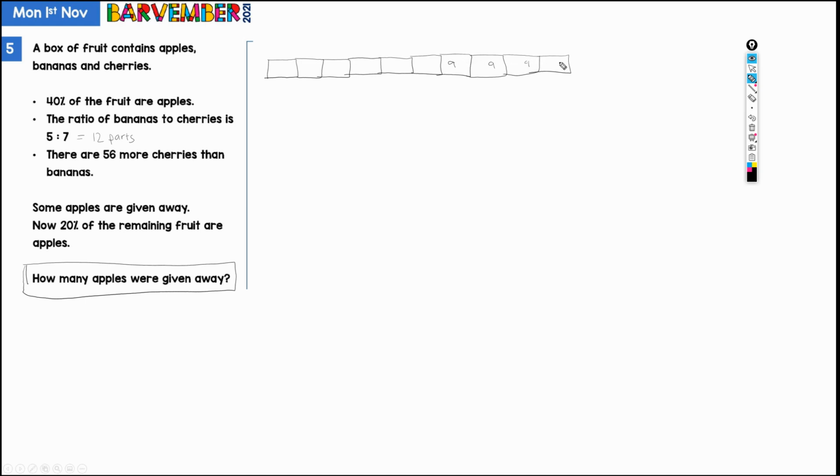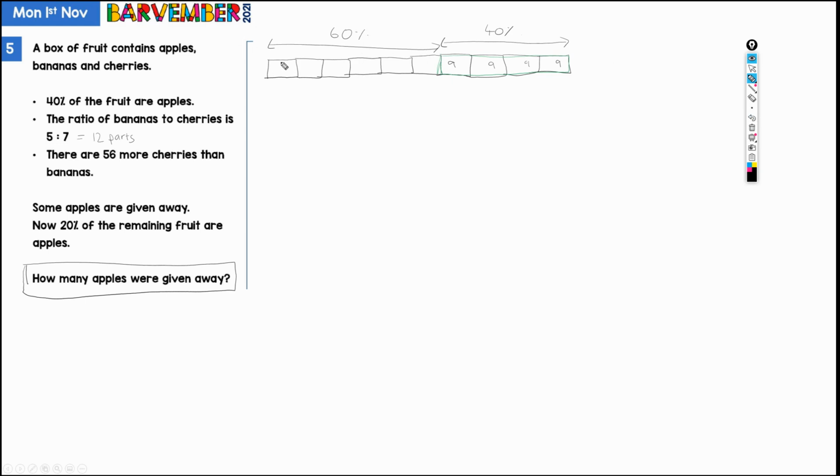In fact, I could, there we go. Oh, maybe that was a bad idea. So that's apples. What's better is to just label it like this. So this is 40%. There we go. All right, I'm obviously rusty. And that then must be 60%.